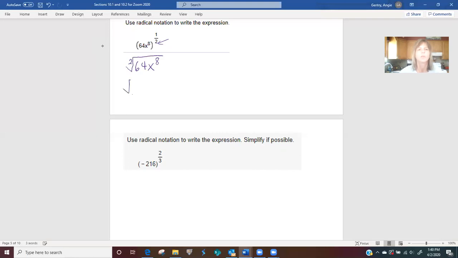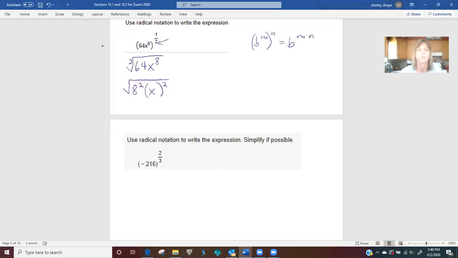You could then say that the square root of 64 can be written as something squared, and x to the 8th can be written as something squared. Then think about what needs to be here to make that an 8. Power to power, you multiply. So b to the m to the n, or in this book, I think it's an a. This is the old rule.